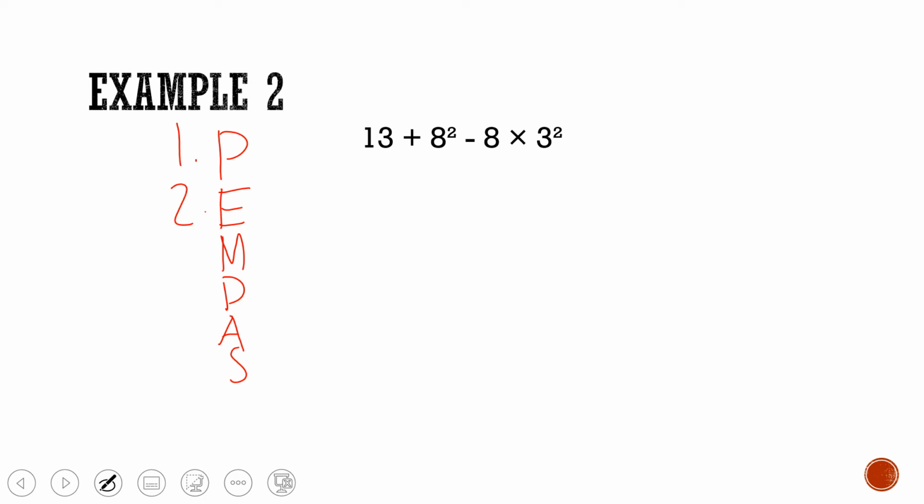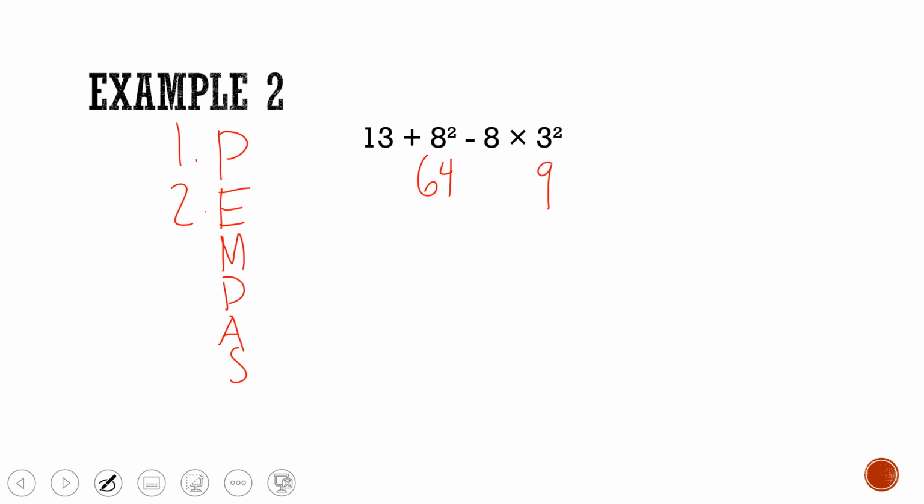Okay? Now, once again, we do, in fact, have 2 sets of exponents. We have 8 squared and 3 squared. So we're going to have to evaluate both of those right away. So let's think. What's 8 squared? And then what's 3 squared? Okay, 8 squared, if you're thinking about it, should be 64. And then 3 squared is 9.